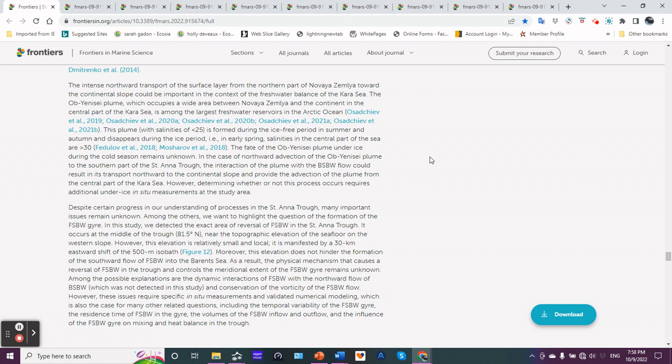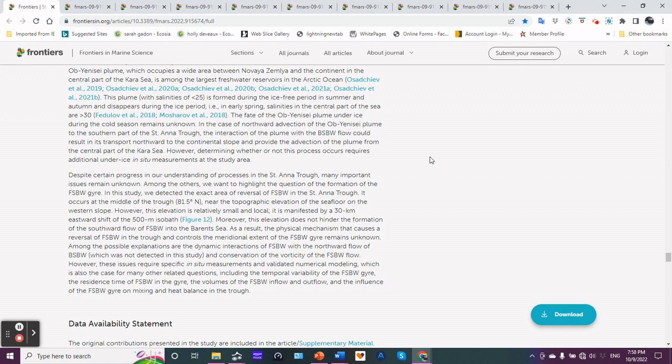This plume, with salinities less than 25, is formed during the ice-free period in summer and autumn, disappears during the ice period, i.e. in early spring. Salinities in the central part of the sea are greater than 30. The fate of the Ob Yenisei plume under ice during this cold season remains unknown.